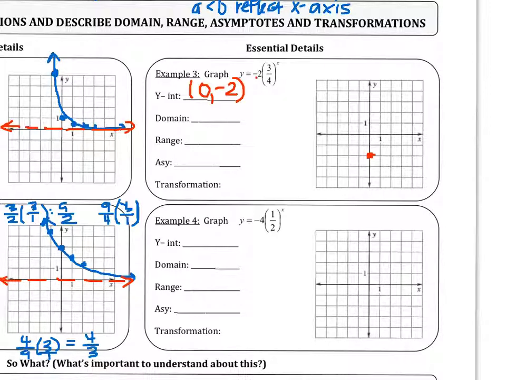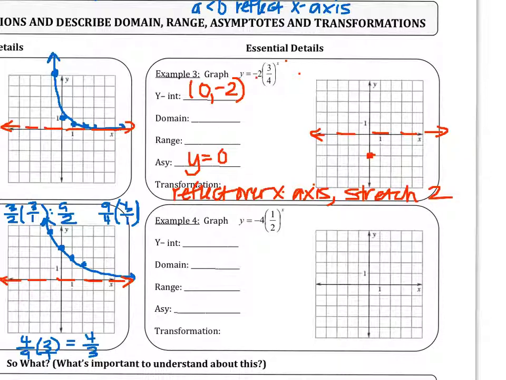Okay, again, I'm not shifting left or right or up or down, so my asymptote is going to stay at y equals 0. But I can at least talk about what the -2 does in terms of my transformation. The negative itself says reflect over the x-axis. Okay, the 2 moves it away from the asymptote, so then it has a stretch of 2. So in this case, there are 2 transformations that come from the -2.